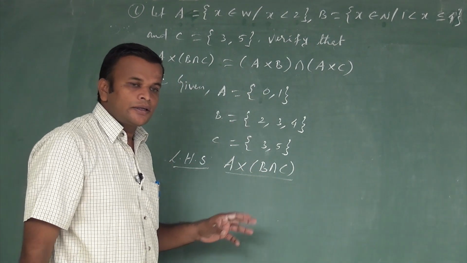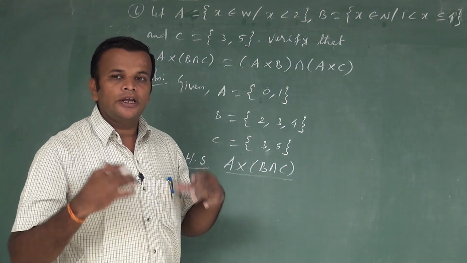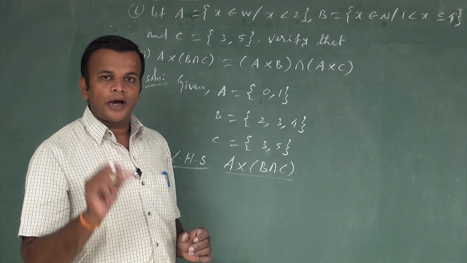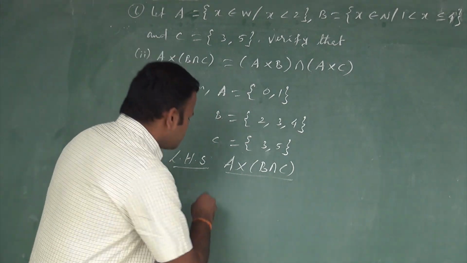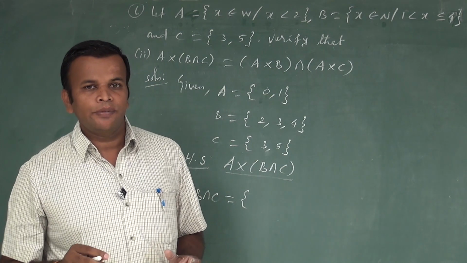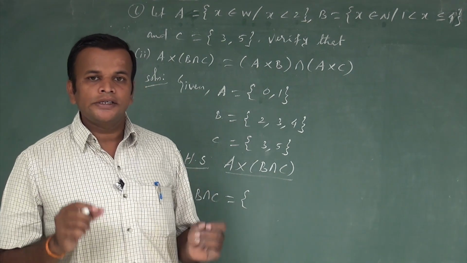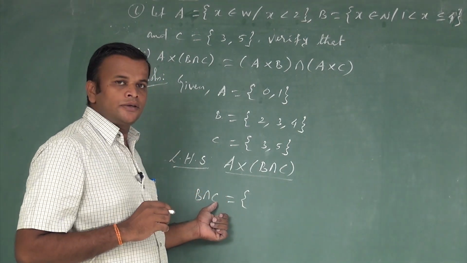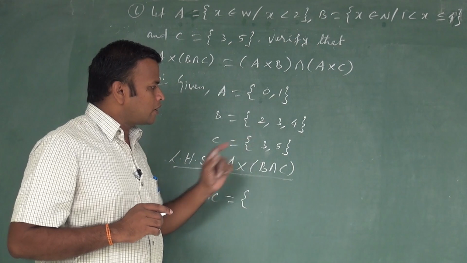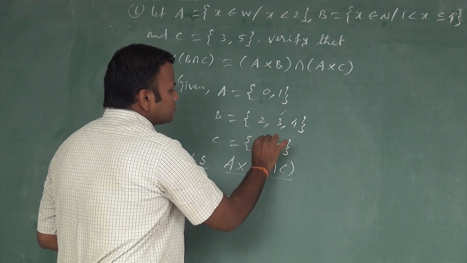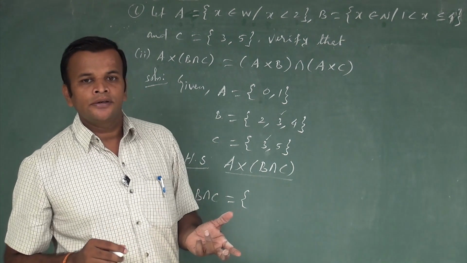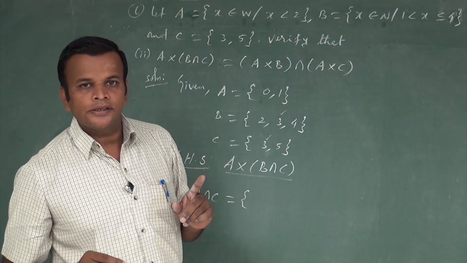The next step is to find the value of B intersection C, because we have only the individual sets B and C. We don't have the value of B intersection C. So the first work is to find the value of B intersection C. You know the concept of intersection. Intersection means common, the elements common in both the sets B and C. You see the sets B and C. What are the elements common in B and C? The only one element is 3. So the element 3 is the only one common in both B and C. So B intersection C contains how many elements? Only one element, and the element is 3.